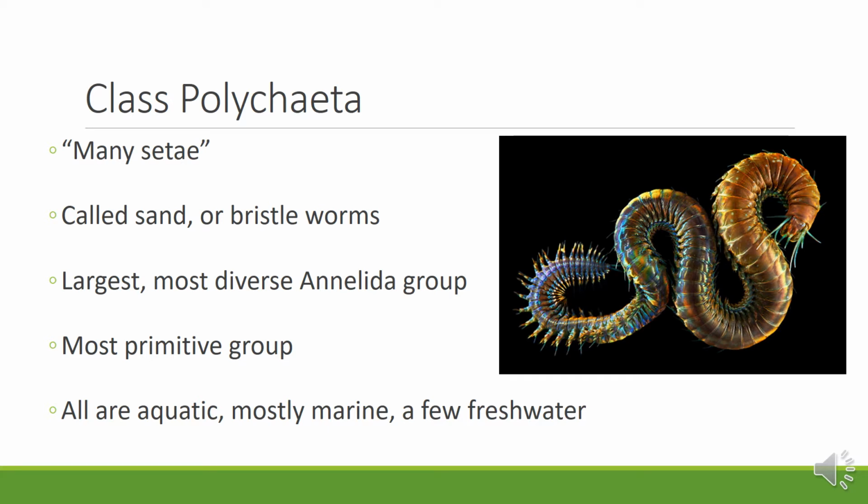They're also called sand or bristleworms. They're the largest, most diverse annelid group, and they're also the most primitive, and we think those two are tied together. Because they were around for so long, they were able to diversify into so many more groups. All of them are aquatic. Most of them live in marine environments, but a few of them are freshwater. This picture on the right is a brightly colored specimen.